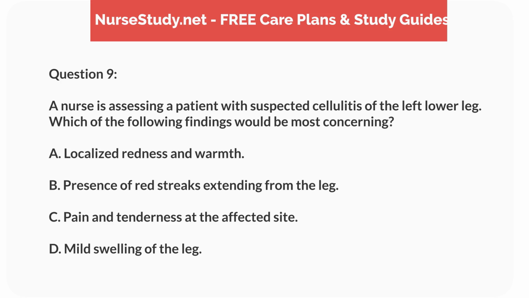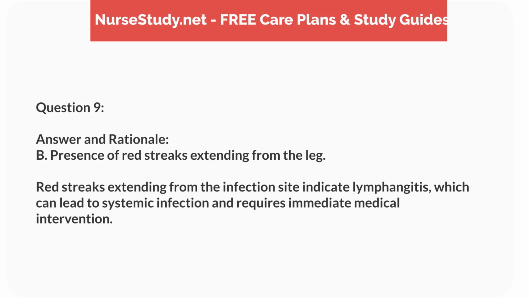Presence of red streaks extending from the leg. C. Pain and tenderness at the affected site. D. Mild swelling of the leg. Answer and rationale. B. Presence of red streaks extending from the leg. Red streaks extending from the infection site indicate lymphangitis, which can lead to systemic infection and requires immediate medical intervention.